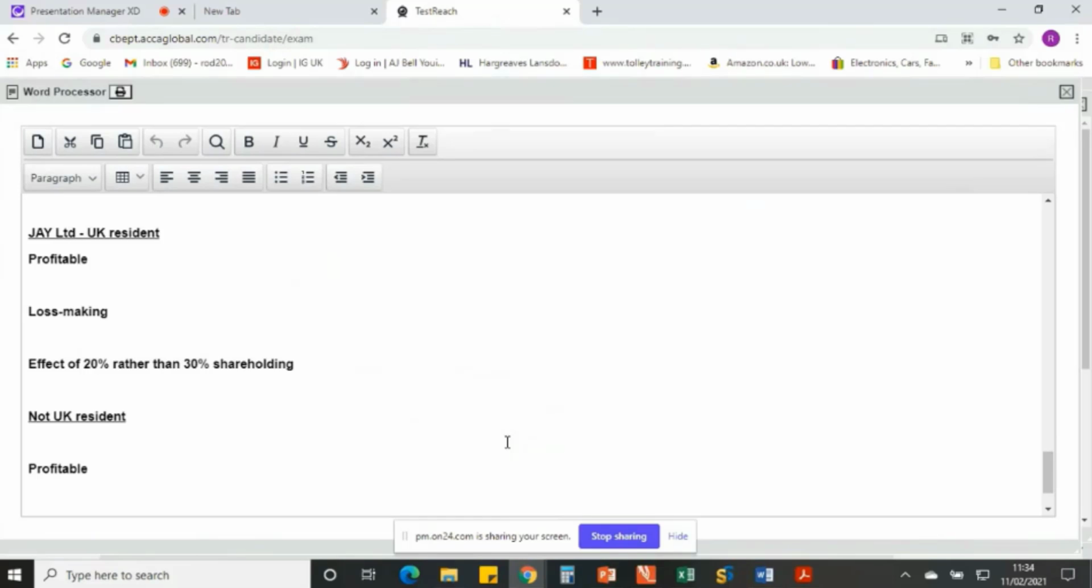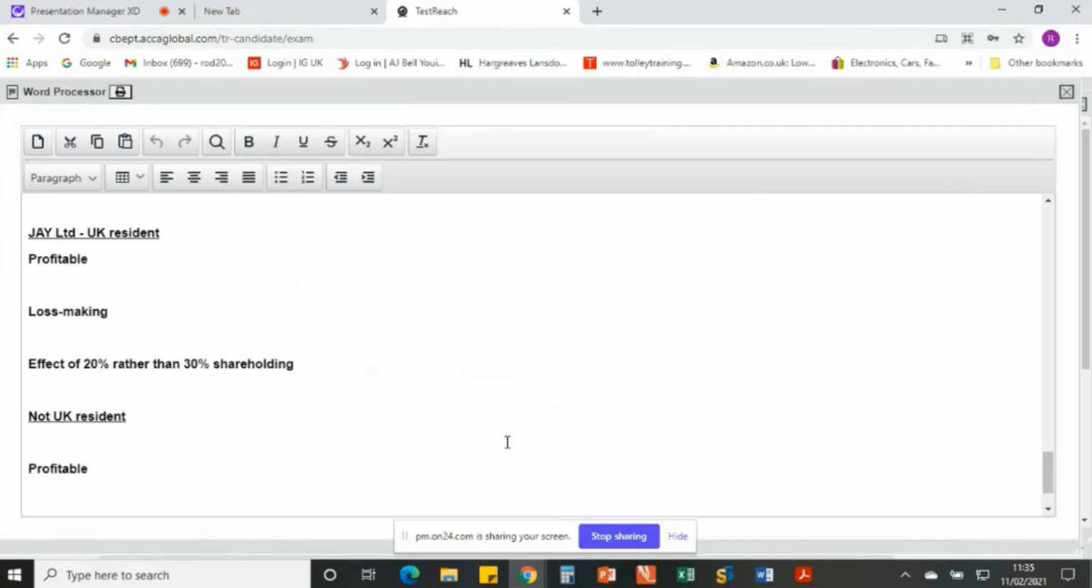You know, for the examiner to throw at you, well, we're setting up a company, might be UK resident, might not, might be profitable, might not, we might have 20%, we might have 30%. That's a lot of facets, a lot of permutations to think about. Just put down the facets and try and write something sensible on the scenario you've been given on each of those, okay? And you'll be picking up marks. So break it down and pick out the aspects.